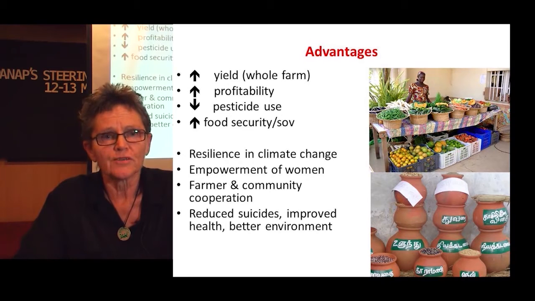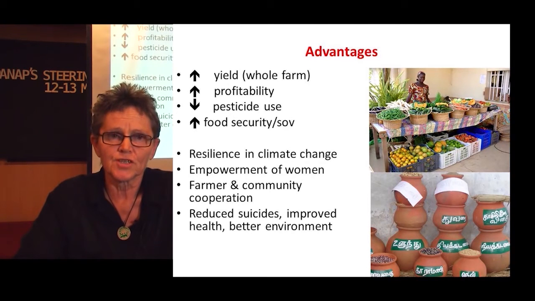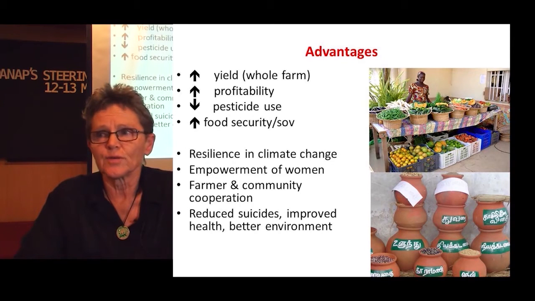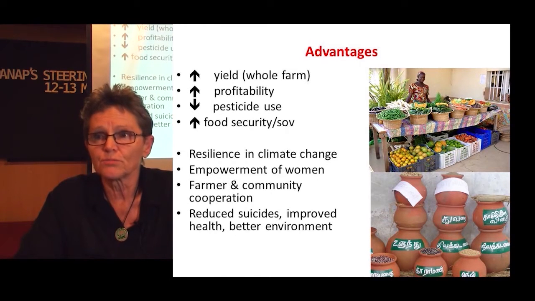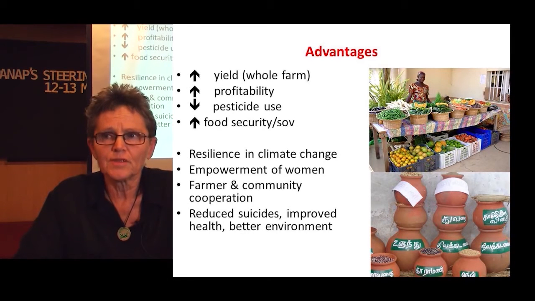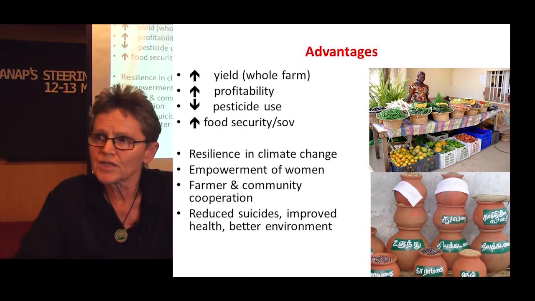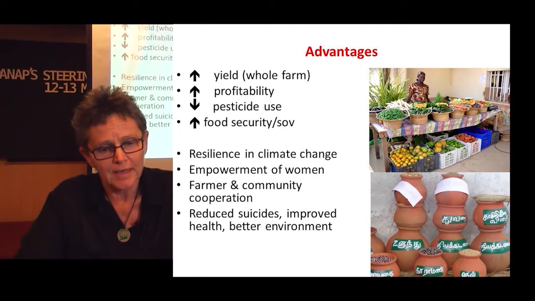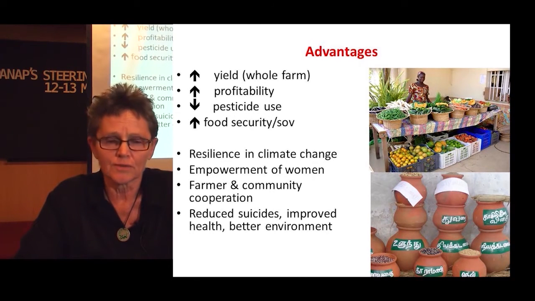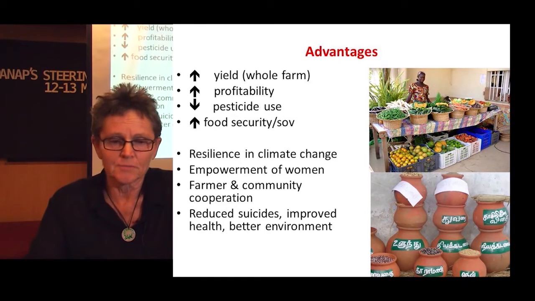And in each of the cases, we also found that food security and food sovereignty increased when farms had shifted from using pesticides to applying agroecological principles. We found that in all cases, resilience to climate change was improved, and I'll talk about that more in a minute, that empowerment of women was improved, and that farmer and community cooperation was improved. It's a key aspect of agroecology, farmers working together to assist each other and working through communities. And of course, with all of those came reduced suicides, which has been a feature of a number of areas in the world where pesticides are heavily used, most particularly in the cotton belt and Punjab of India. Also improved health and better environmental outcomes for these farms.